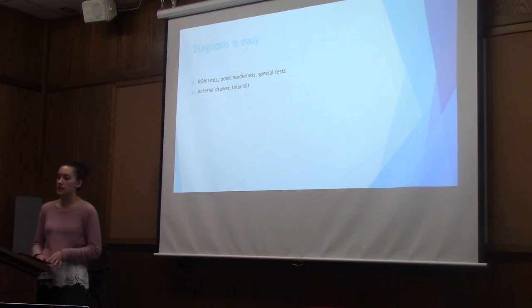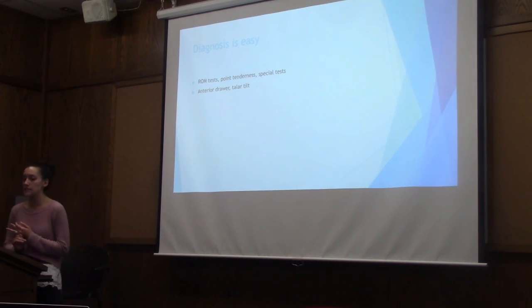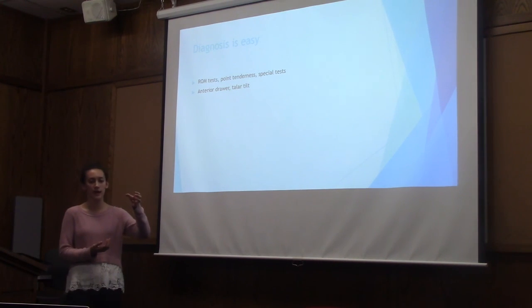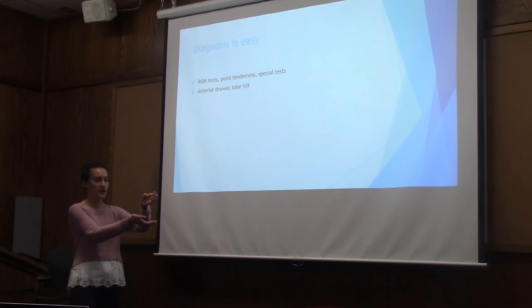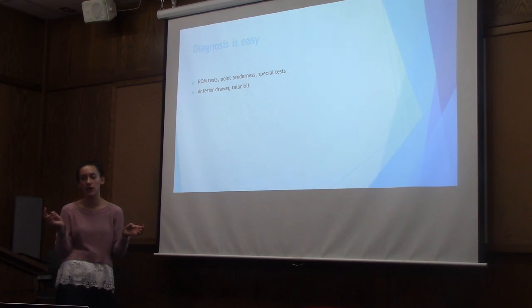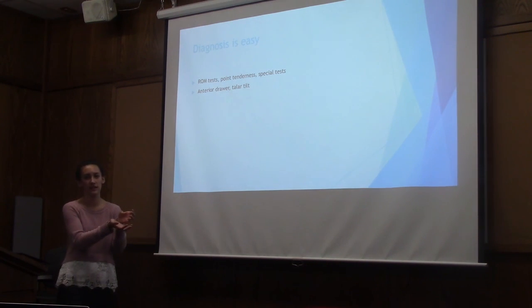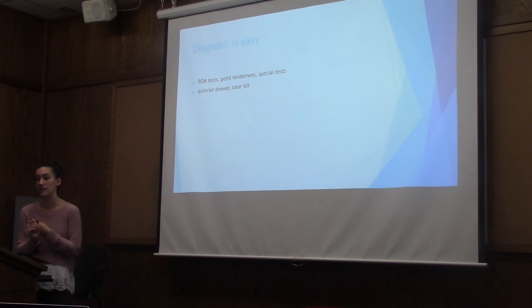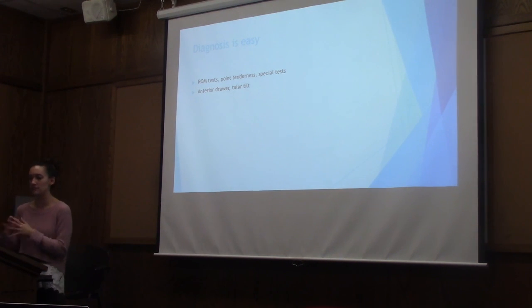Okay, so diagnosis for ankle sprains is easy. We do range of motion tests, point tenderness, and then special tests you'll learn about tomorrow. One is the anterior drawer test. Basically you hold their ankle, put your hand on the bottom of their foot, and move it forward. If it moves forward, then you know that the ligaments are torn, because you shouldn't have that much motion in your foot. You'll also do that for ACL, PCL, but you'll learn that later.